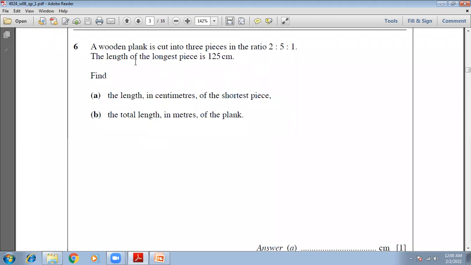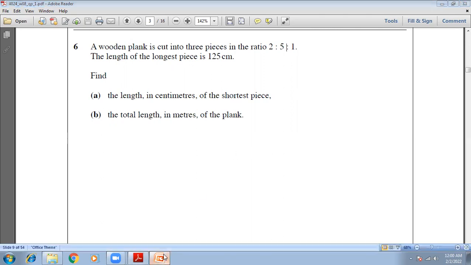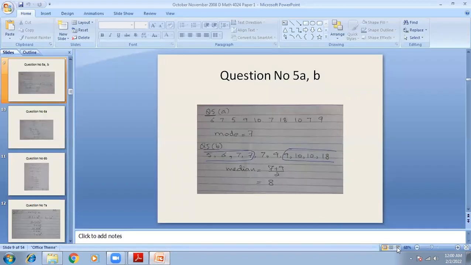You see, the longest piece, which is this one, 5, and it is 125. So the ratio for the longest piece is 5. In actual, the length is 125. The question is find the shortest piece. The shortest piece in ratio is 1. And in reality, how much will that be? That's the question. So I will use the method of the ratios and I will solve it. Let me show you.